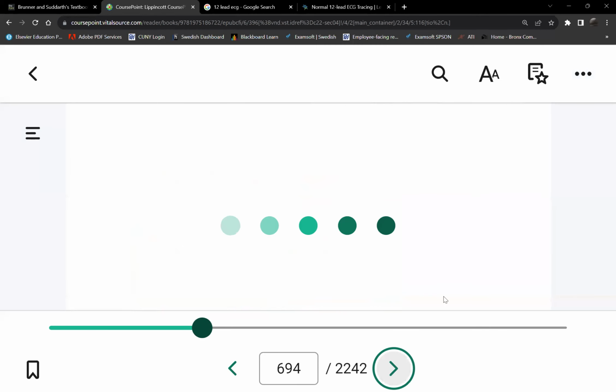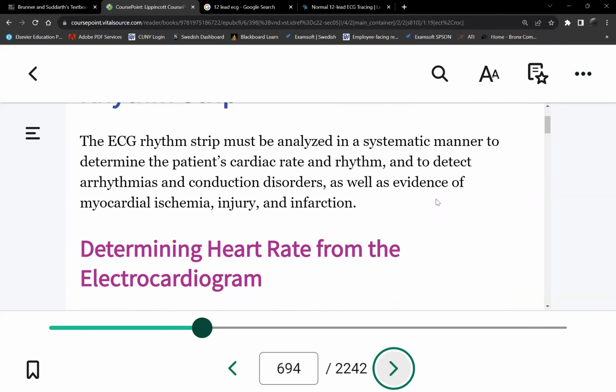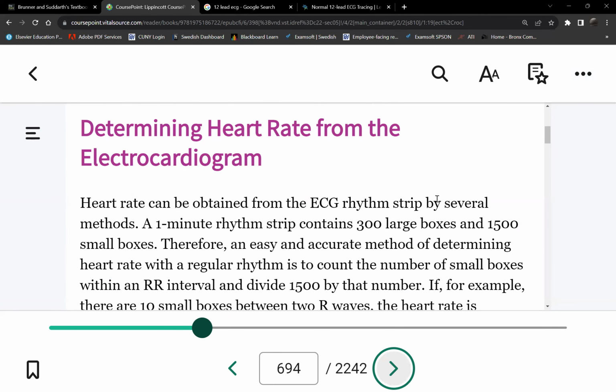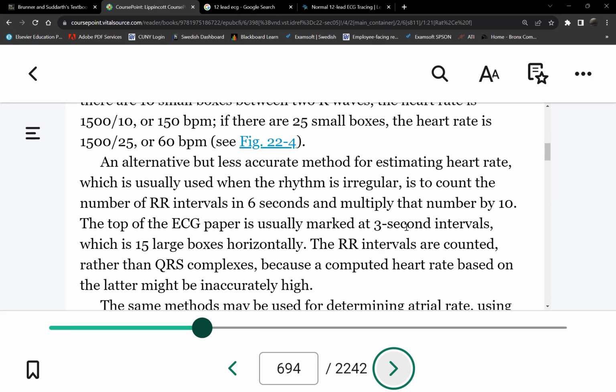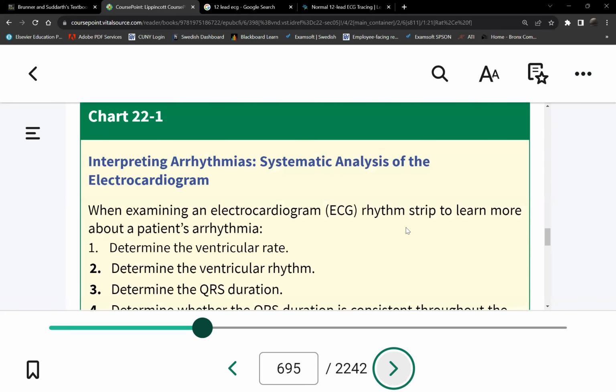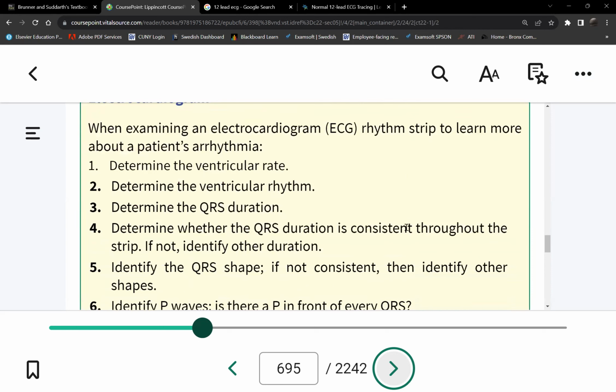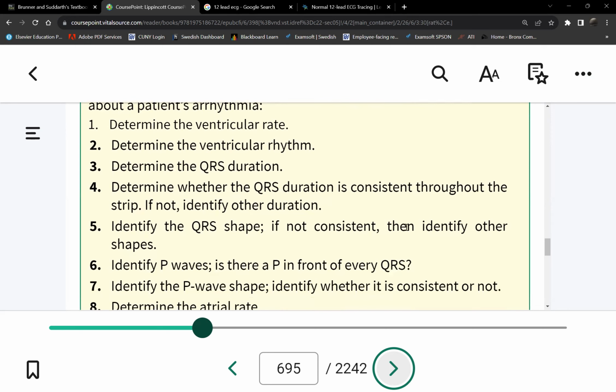Okay, let's go now to the steps. So first thing we need to know when we're looking at a cardiac strip, the first step is always counting the heart rate. There's a box here, chart 22-1, that tells you the steps you need to do to analyze a rhythm strip. I won't follow these steps because for me, it doesn't make any sense because they go from ventricular rate. It should really be the atria first, correct? It's not in the proper order.